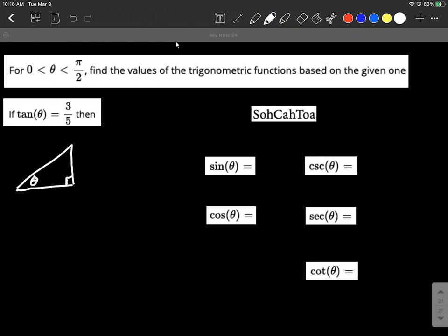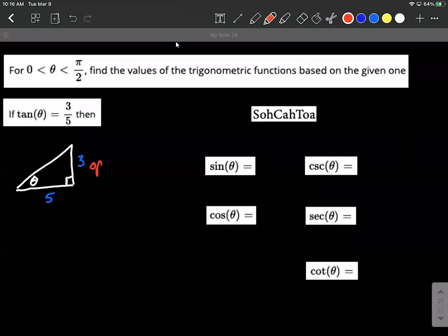From the very beginning, we can start labeling our sides. Based on SOHCAHTOA, because we're given tangent, we can say tangent is going to be opposite over adjacent. So we have 3 on this side, and the adjacent is going to be 5. And I'm also going to go ahead and label this is our opposite side, this is our adjacent side, and then here is our hypotenuse.